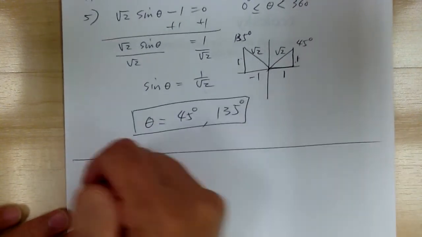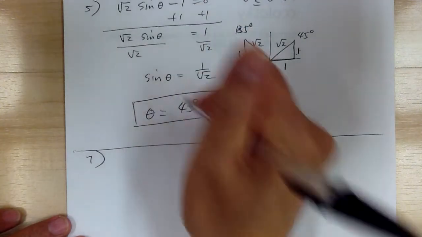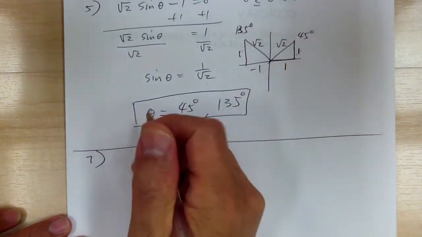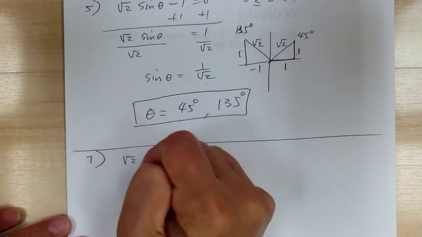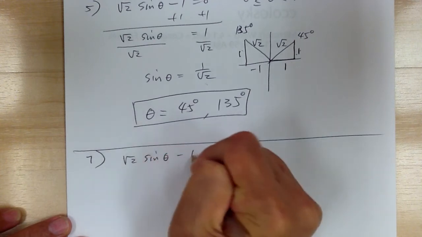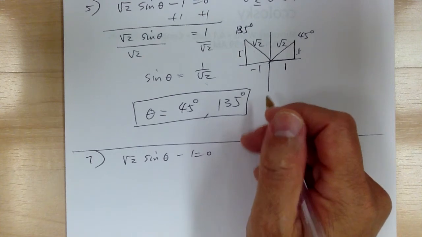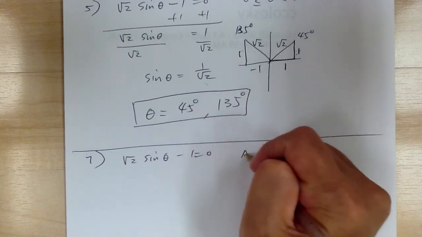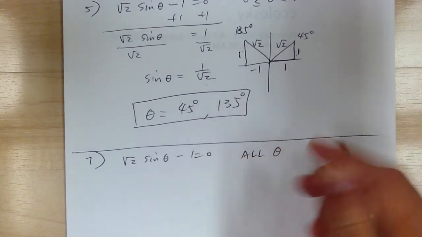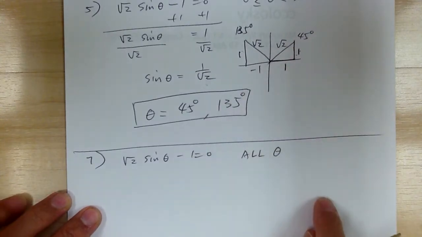Okay, now let's go to 7. Number 7 is exactly the same problem. It just has different boundaries. So you've got square root of 2 sine theta minus 1 equal to 0, and this is for all theta. Means you can go around the circle as many times as you want.